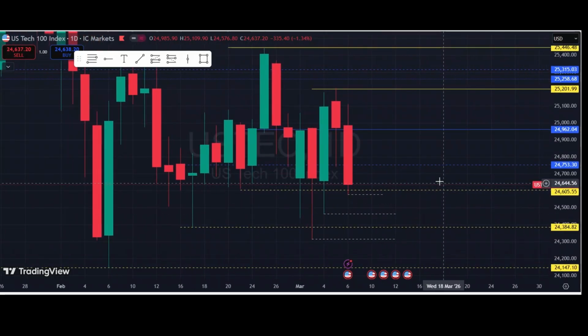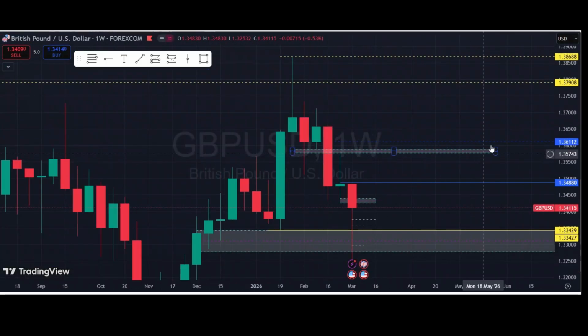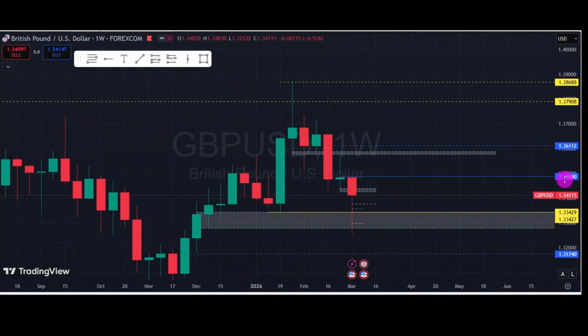Our draw on liquidity moving next to the British pound USD. As you can see on the charts, we also have the weekly dealing range we are looking at, the highs on those weekly range, which is the 1.3868 levels, and then the low, which is the 1.3342. These become our dealing range on the weekly using the British pound USD.